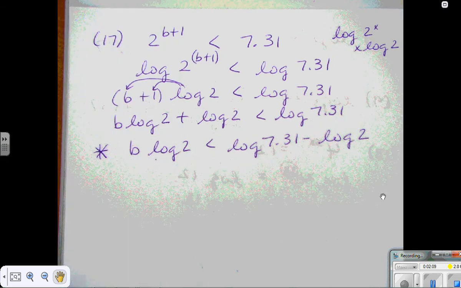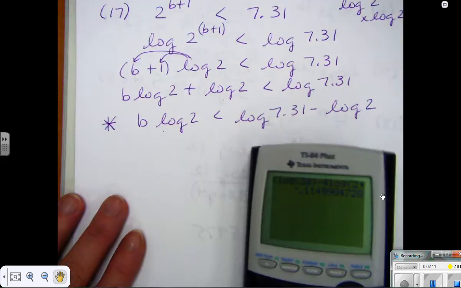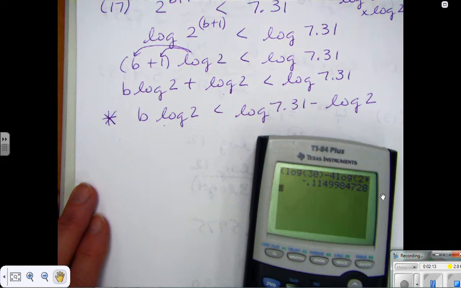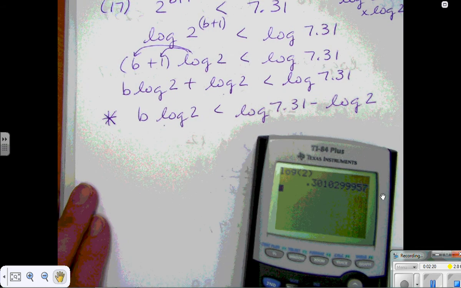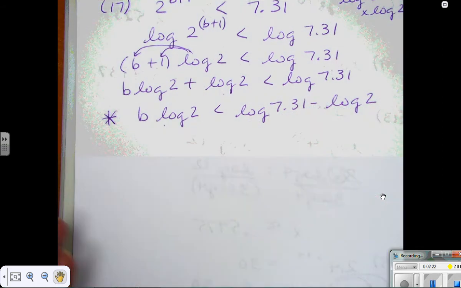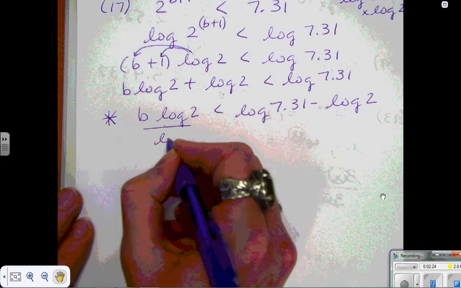So you're just going to type into your calculator log 2 and see what the value is, if it's positive or negative. In this case, it's positive, so I don't have to worry about changing the sign or anything. I'm just going to divide both sides by log 2.